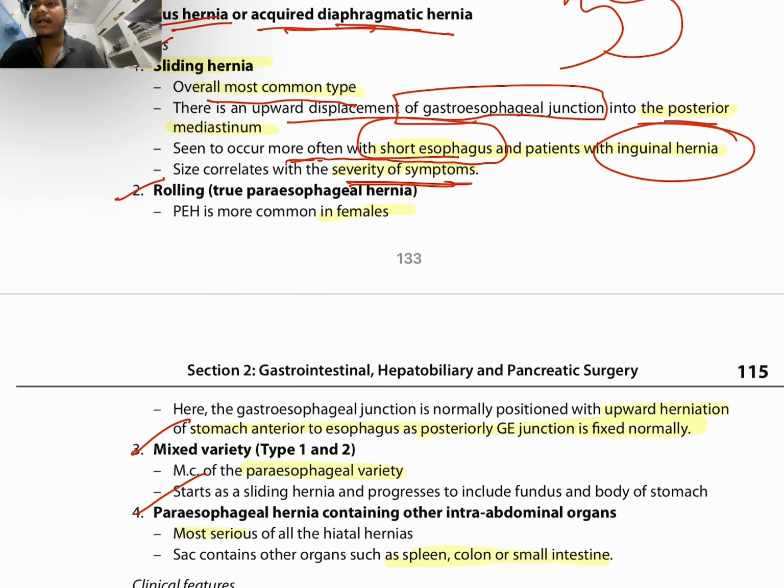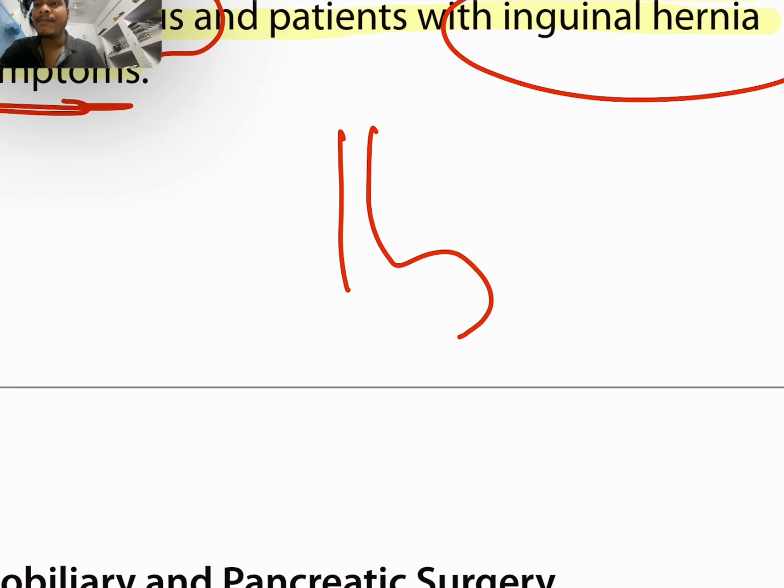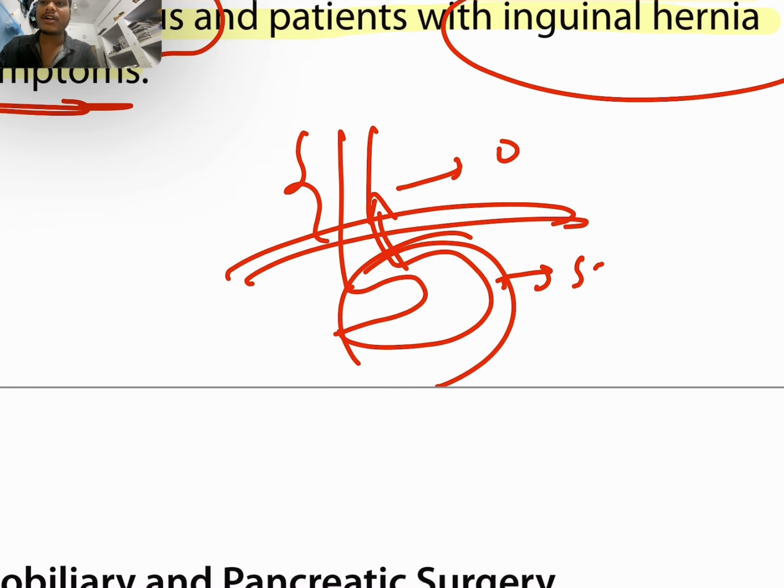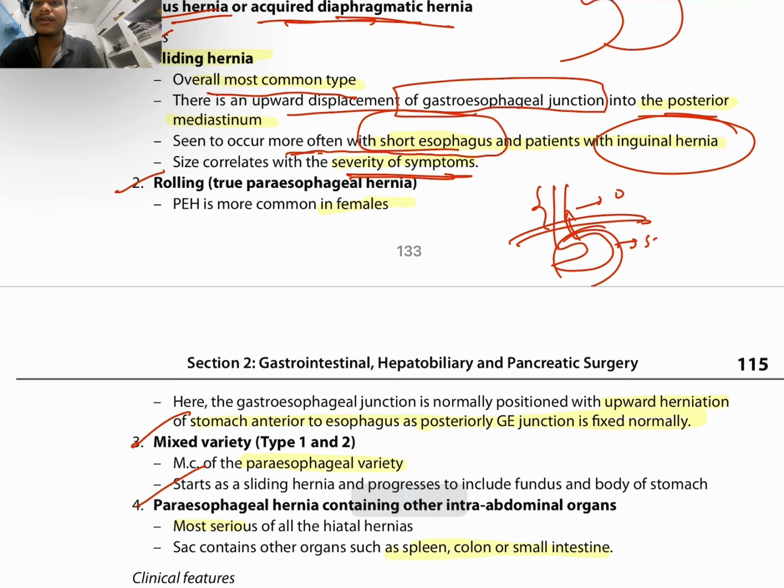As we know, in short esophagus syndrome, there is the stomach part and the esophagus part. Whenever the size of the esophagus decreases, the lower structure like the stomach will be pulled upward, causing the above condition. Okay, the second one is the rolling, also called a true paraesophageal hernia.